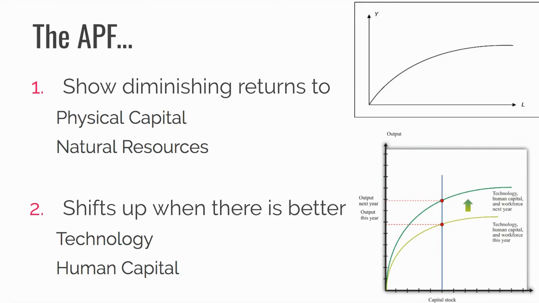So the APF shows diminishing returns to physical capital and natural resources. That's why it's shaped like a curve that begins to grow, but eventually tapers off as more and more inputs are added, but don't provide more productivity. So look at the graphs on the right. The x-axis represents inputs, and the y-axis represents output, or real GDP. The APF shifts up when there are improvements in technology and human capital. And so there you have it. That is the aggregate production function.